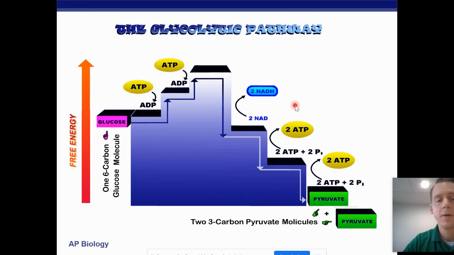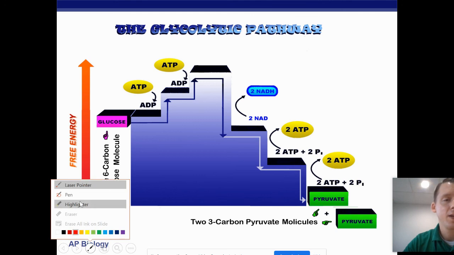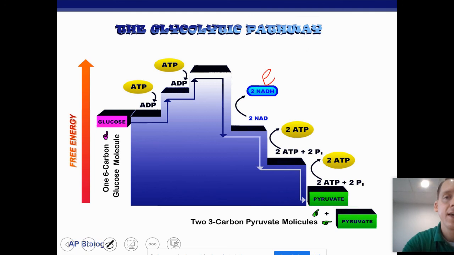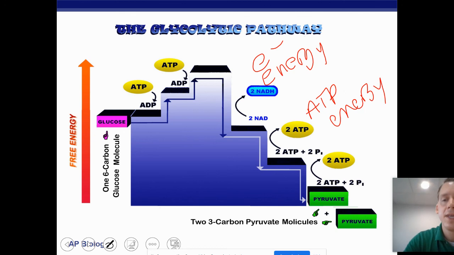Electron energy. So let's even write that down. This is energy from electrons. This is ATP energy. And down here, the pyruvate is chemical potential energy, still waiting there in the bonds of pyruvate. We can still use that.